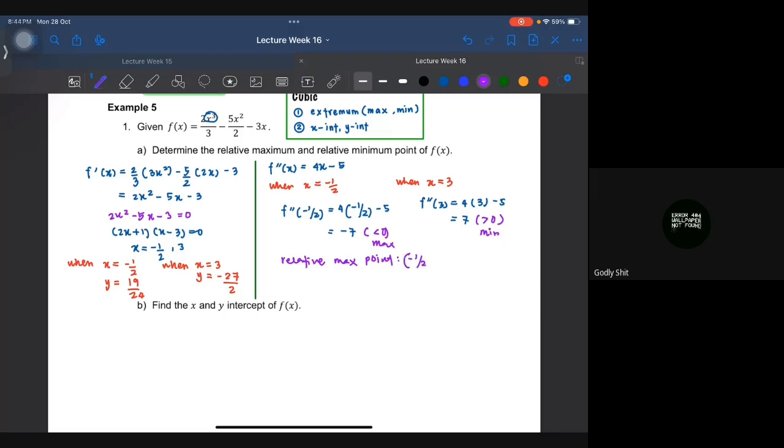Okay, be careful to choose the right value. Okay guys, pilih pasangan yang betul. So negative 1 over 2, pasangan dia adalah 19 over 24. Okay, and then next one we have relative minimum. Okay, so relative minimum kita is 3 and then y kita is negative 27 over 2. Okay, kita lihat. Okay, jom.